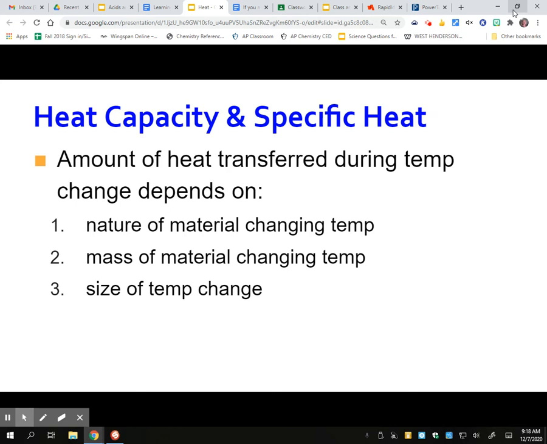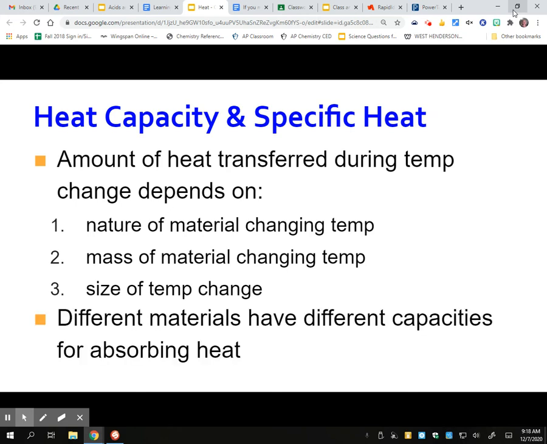And the other one in this scenario would be the same, but for other materials, it's the size of the temperature change. How much is it changing temperature? So different materials have different capacities for absorbing heat. And this is what we call a specific heat. It is the heat that a specific substance can hold on to or absorb. So this varies for lots of different things.